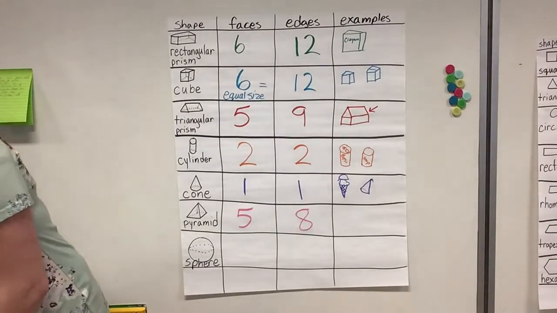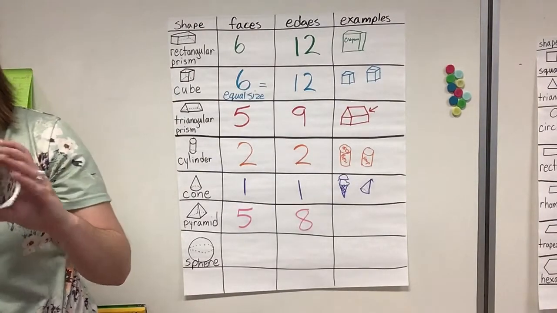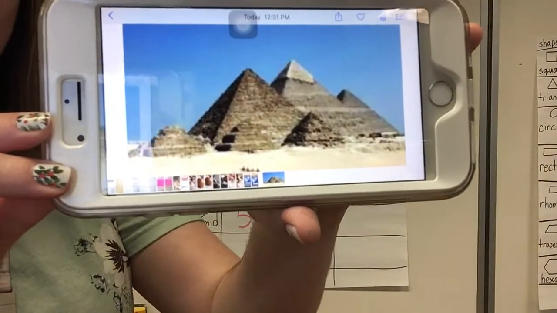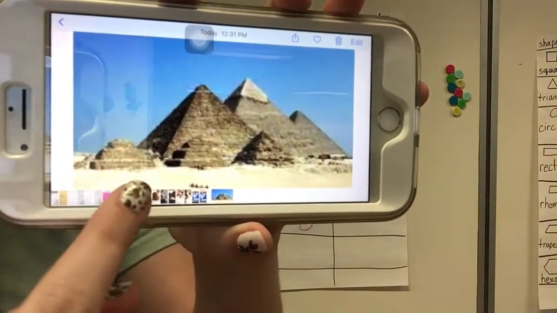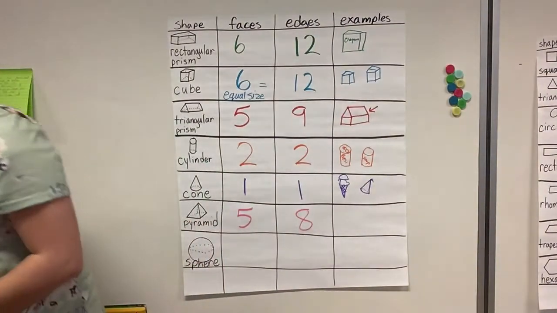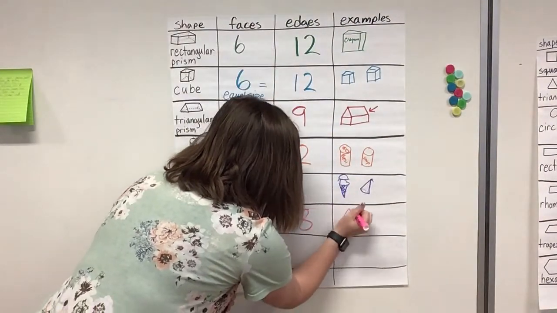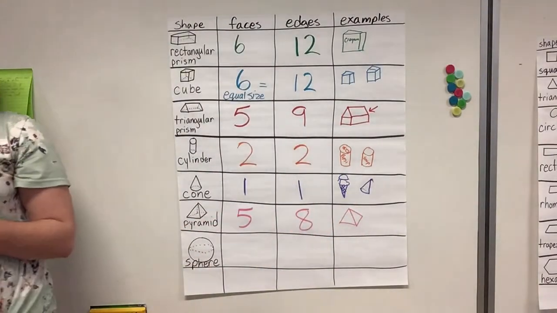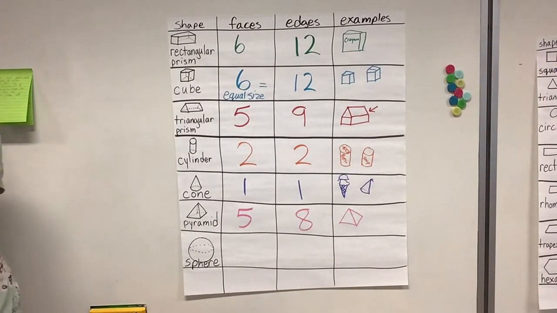Now, when I think of a pyramid, I think of the pyramids that are in Egypt. These were made a long time ago, and they're made out of stone. They're going up into the point at the top, and they have the 4 triangle sides. Good job. So I'm going to just draw a pyramid right here, and we're going to pretend that it's made out of stone like the ones that we see in Egypt.